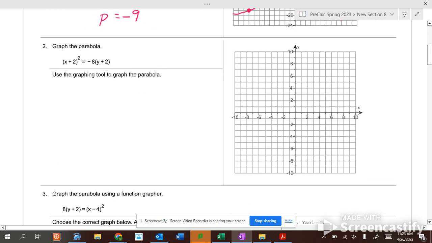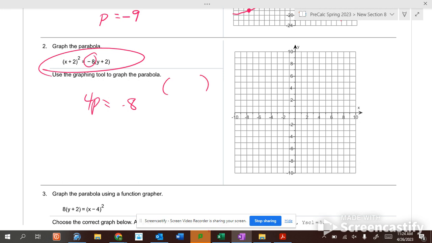Okay. What's squared here? X. So it's an up-down parabola. Is it going to go up or down? Down. Because your 8 here is negative. So 4p equals negative 8. Okay? Now, before we do that, where's our vertex going to be at? Negative 2, negative 2. Because it's the opposite of that, opposite of that. So negative 2, vertex. Okay?